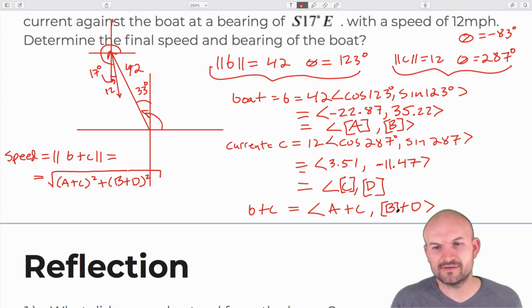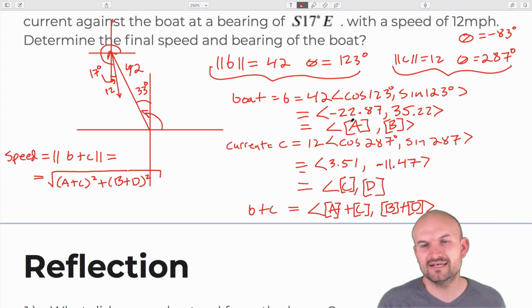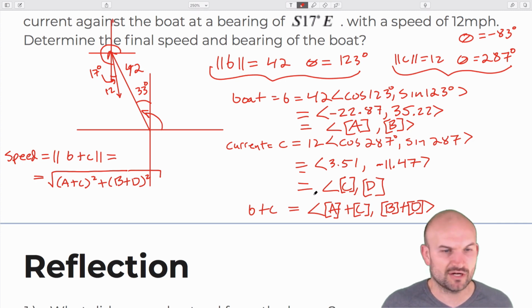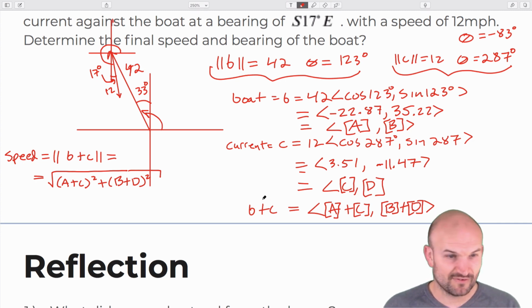So that is my component form of that vector. And again, I'm not going to store that again. I just wanted you guys to see what that was so we could take a break here and calculate those. So let's go and figure out what A plus C is.